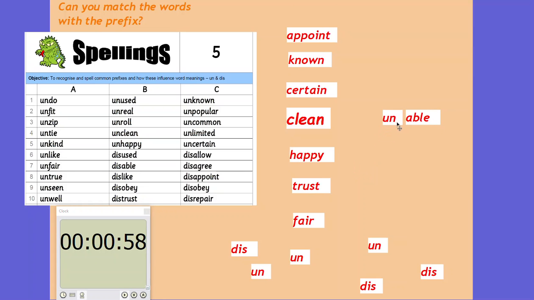Now, in this case, I can add un to the word able. I can also add dis. Okay, so if we look at the prefix un, we are changing the meaning of the root word from able to unable, which means not able. Okay, I would like you to add the prefixes to the other words. And I just want to give you a little tip.